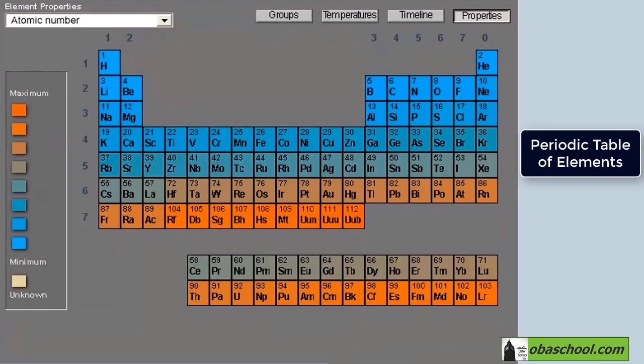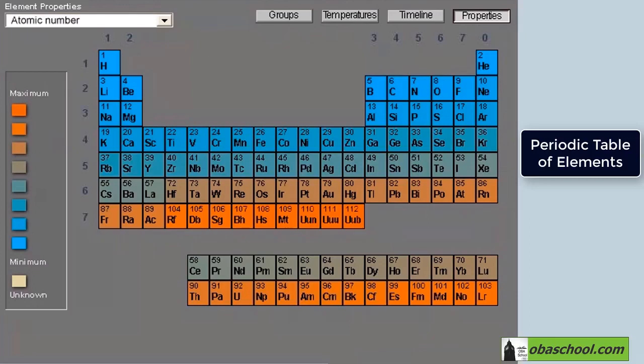The periodic table is made up of groups and periods of elements. A group is a vertical column of elements. So we have group number 1, group number 2, etc. A period is a horizontal row of elements. So a period is actually the row of elements. It's horizontal, while the group is vertical.